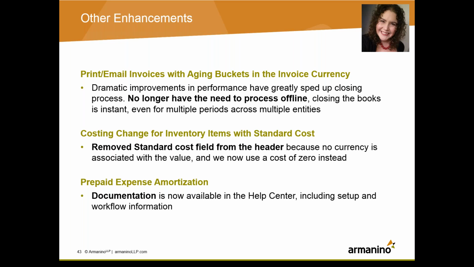The costing change for inventory items was standard cost. Manesh touched on this a little bit, but previously, if a cost didn't exist for the item and warehouse combination, they used the value in the standard cost field from the item header for the cost of goods sold. So they've now removed that from the header because no currency is associated with the value, and they'll use a zero cost instead. So that's a kind of a bug fix almost, but it was intended functionality. So now they've changed that intended functionality to be more in line with how people are using the system.